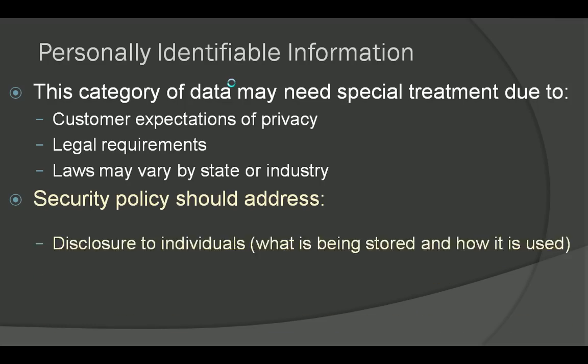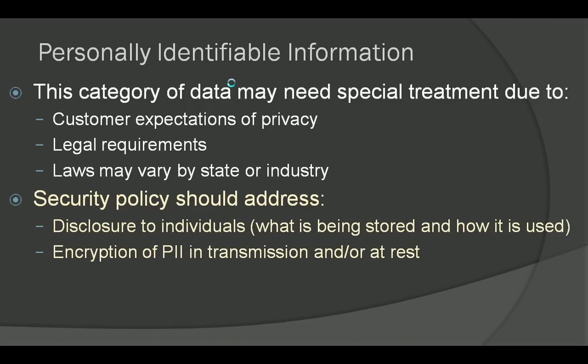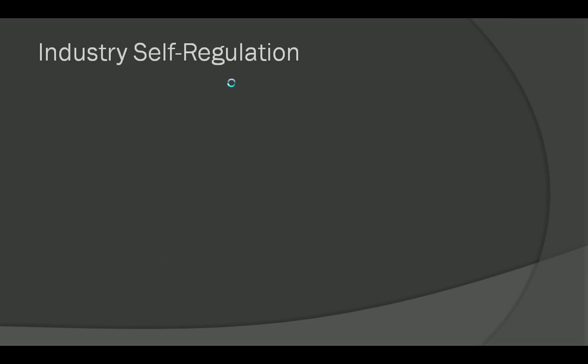So a security policy should address this with disclosure to individuals. So we tell people what's being stored and how we're using it. We should encrypt our personally identifiable information. So while it's at rest or while it's in transmission, we should have some level of encryption, and that again would all be codified in our security policy. So our security policies would define, from a policy level, that this type of data should be encrypted, and from a procedural level, it might tell us exactly how we're going to accomplish that. There could be some human controls, there could be some technical controls. Again, we'll talk about this stuff in much more detail later on.